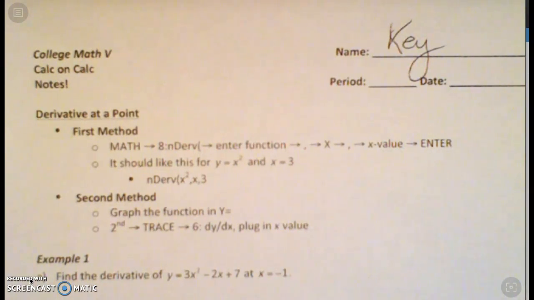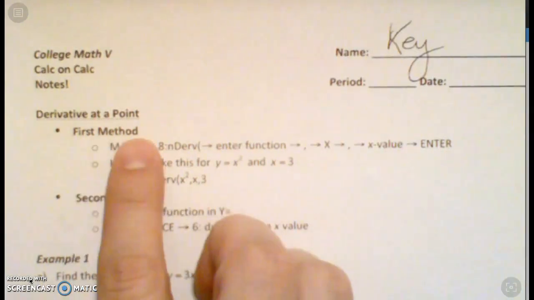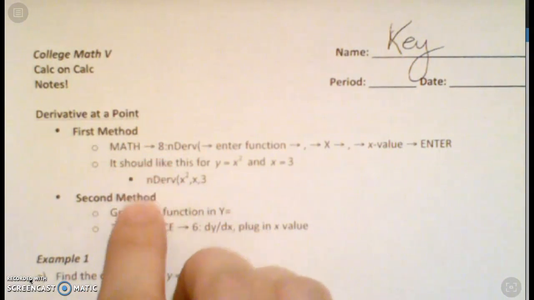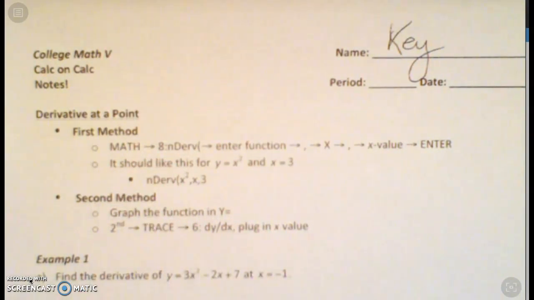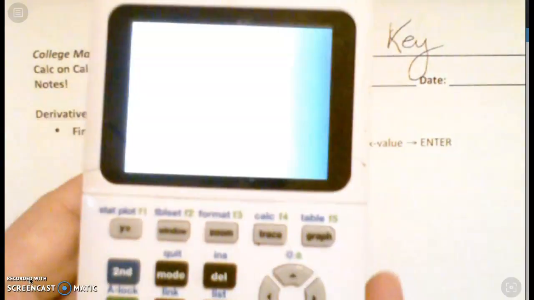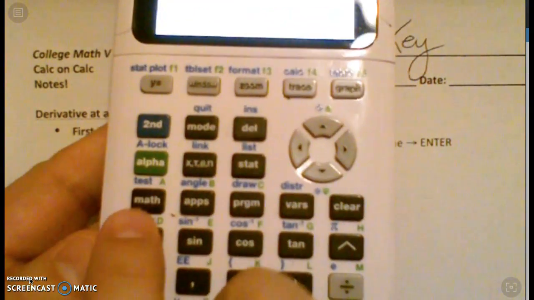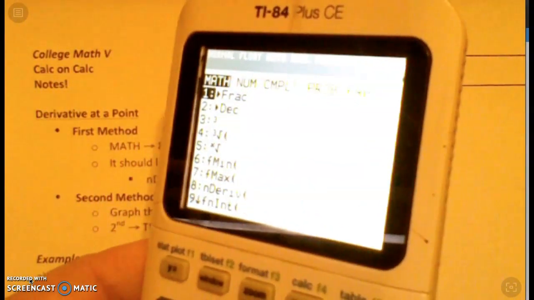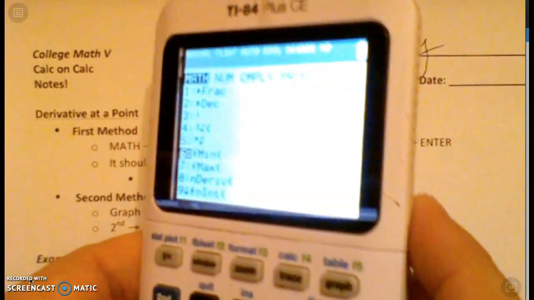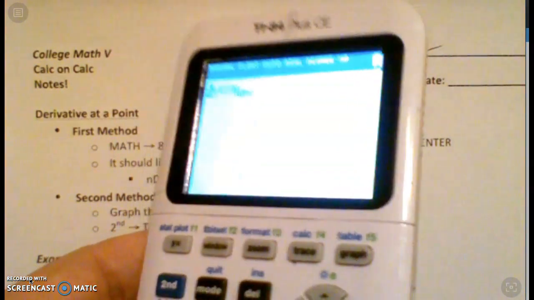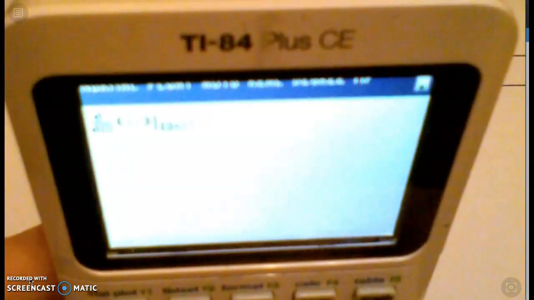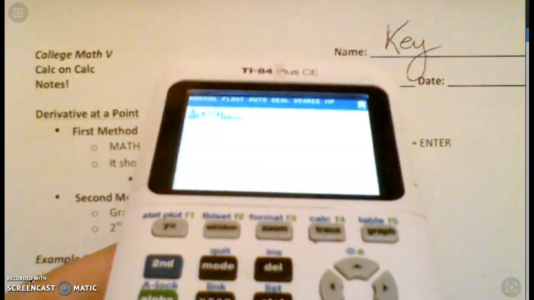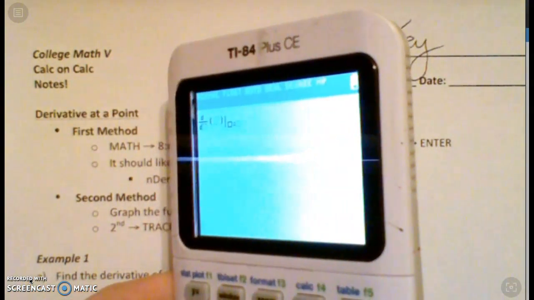So one thing we did early in our calculus career, after we did limits, we learned how to find the derivative, or instantaneous slope at a point, and there's two different ways to do it. One way is to hit math, and then you go down to number 8, which is nDeriv, and you click it, and you get this crazy looking thing. There we go.